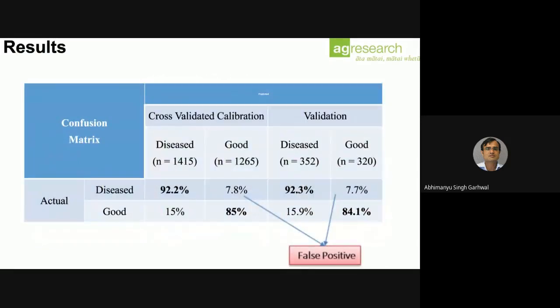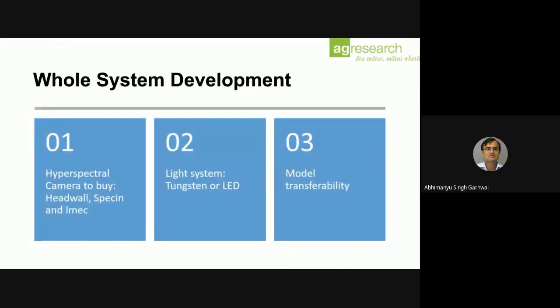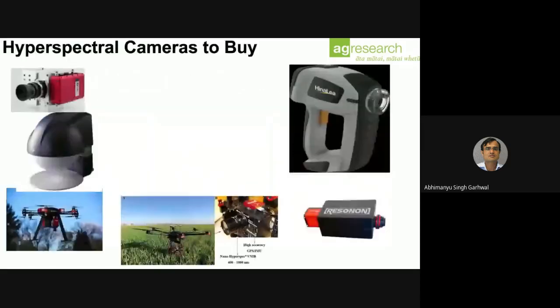So now the next stage is that we went to a company, Vyama, a New Zealand-based company. We discussed this approach with them, and they are very happy to develop a machine on this project. For the whole system, the first step is that we have to buy a hyperspectral camera. The second is the light system, and the third is model transferability.